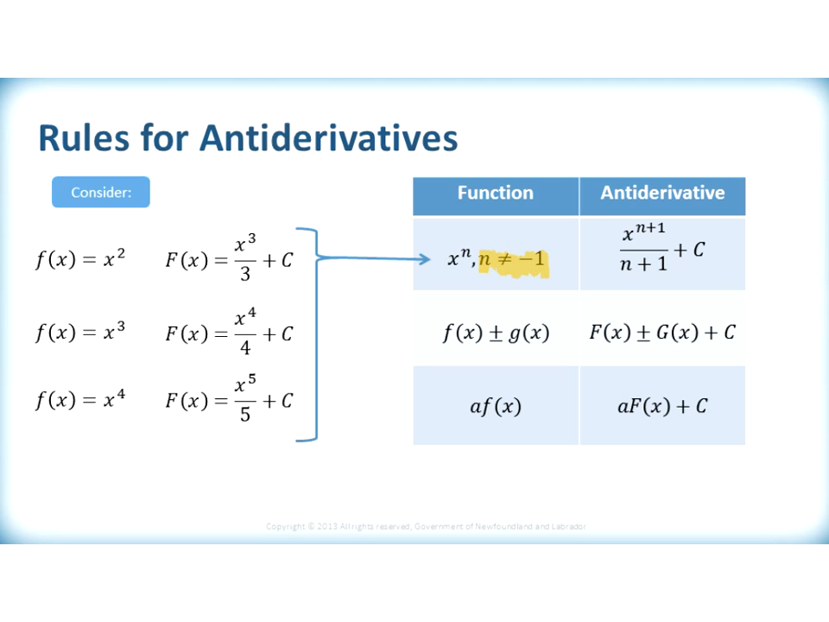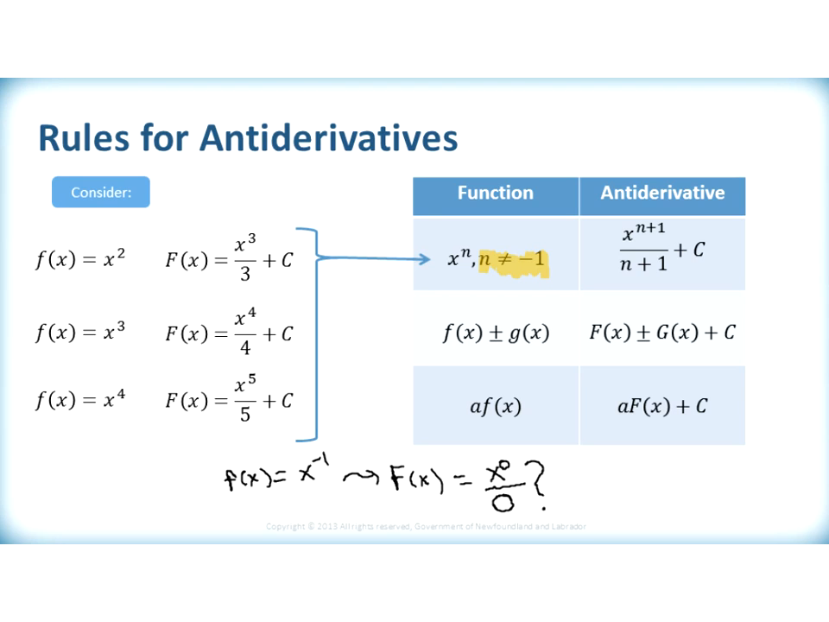Okay, let's think about what would happen if we tried to use this method for antidifferentiation when n equals -1. So if I have f of x equals 1 over x, or x to the power of -1, and I tried to follow this process to get big F of x, I'd have to increase my exponent by 1, and then I'd have to divide by that new exponent.